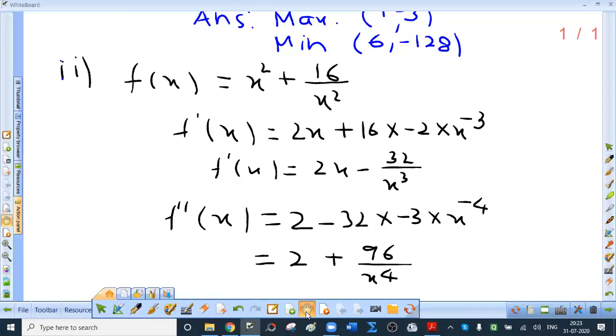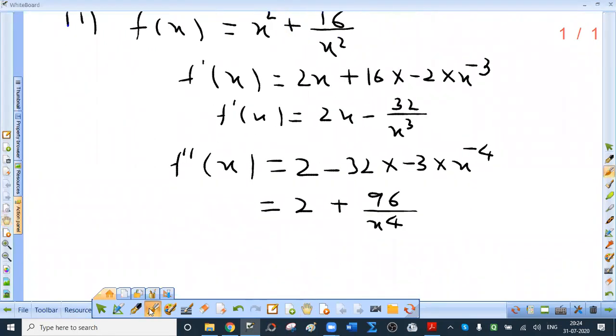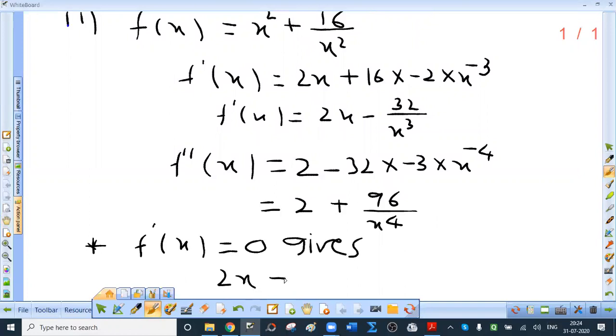Okay. Now after this, which is the next step? We solve the equation. See, you should have read that PDF file. So all the rules and procedure is given to examine the function for maximum or minimum value. So the second step is solve the equation f dash of x equal to 0. Tell me what are the roots. So it is 2x minus 32 upon x cube equal to 0.